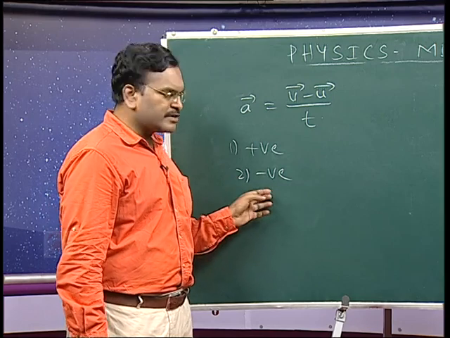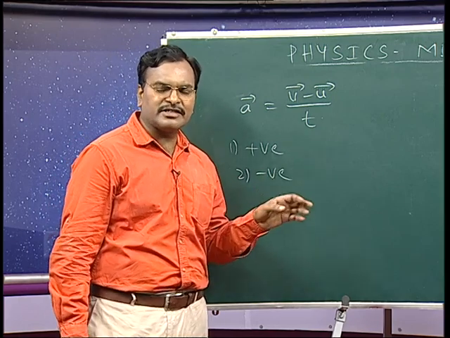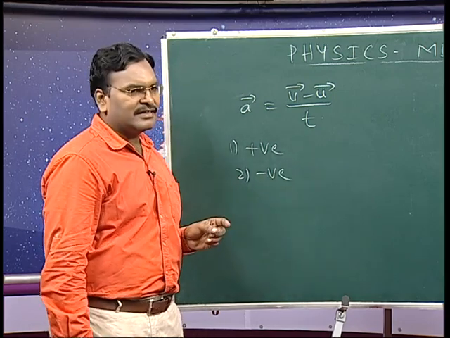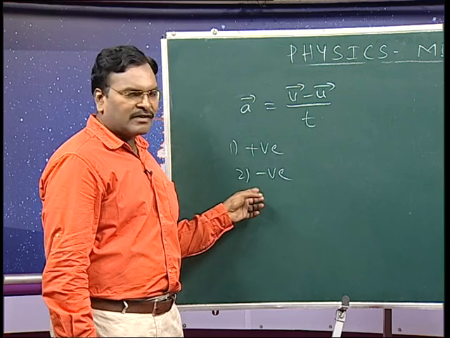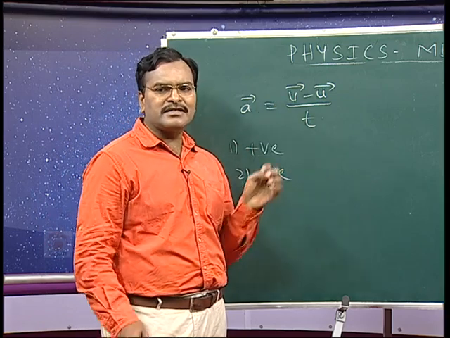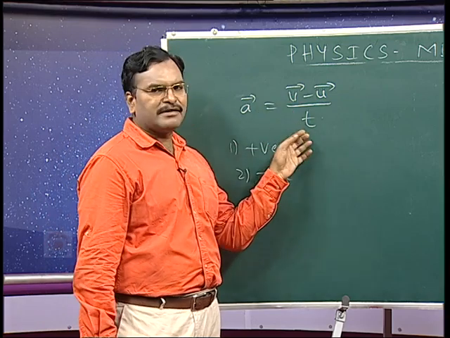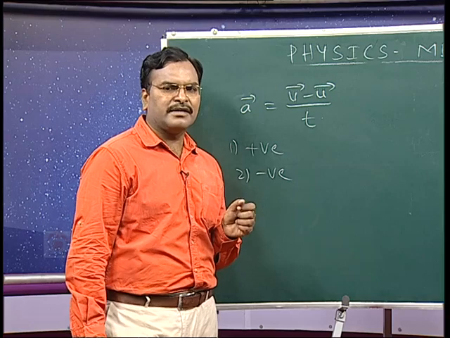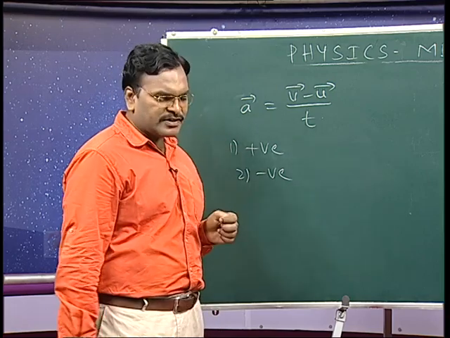Negative acceleration, or retardation, or de-acceleration, whatever may be the acceleration. What is the unit? Change in velocity is nothing but velocity, so it is meter per second per second. So meter per second square is the unit of acceleration.